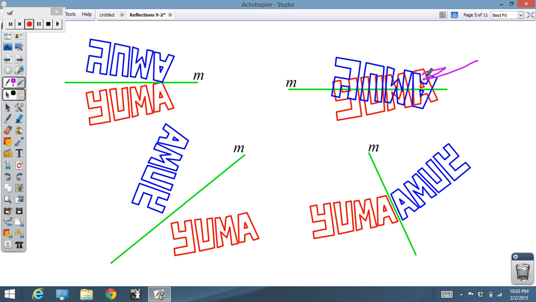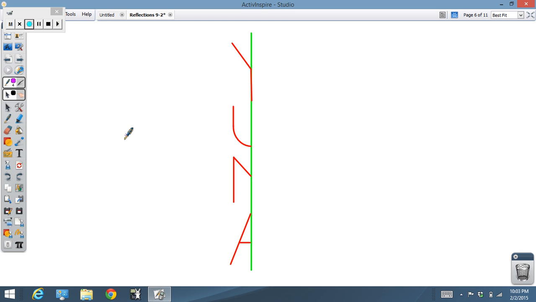I thought this one came out looking kind of cool. Anyway, let's get into our definition now that we've seen. Oh no, there's just a fun one. Can you guess what that says if we do the reflection over the green line?